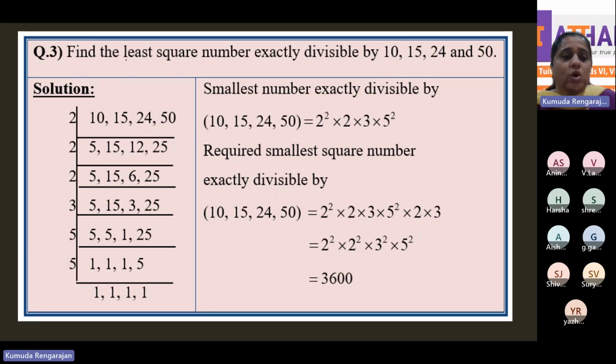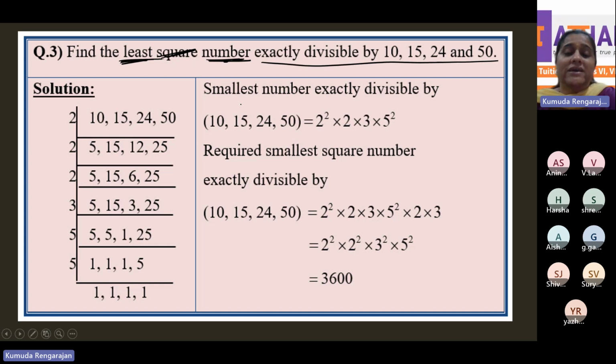Okay, what is the question? We need to find the least square number, the smallest square number exactly divisible by 10, 15, 24, and 50. So we'll first find the smallest number. We'll not find the smallest square number first. Least number meaning we'll first find the smallest number. And we know that the smallest number exactly divisible by these four numbers will be the LCM of the four numbers.